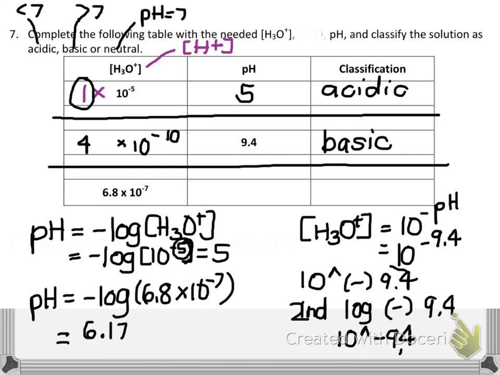6.17. Now the rule with how many digits past the decimal is that if I have 2 digits in the coefficient, then I would round it to 2 digits past the decimal. In this example, if you wrote 6.2, I would still accept it as correct. So this would be 6.17, and it's less than 7, so this solution is acidic. So remember, 7 is neutral. If you're less than 7, you're acidic. And if you're greater than 7, you're basic.